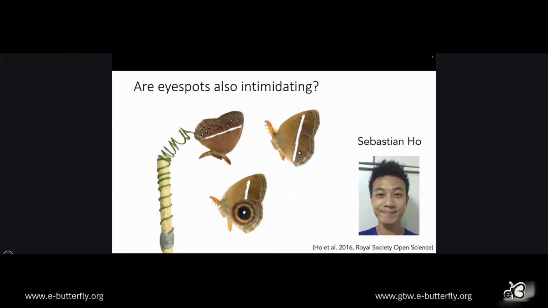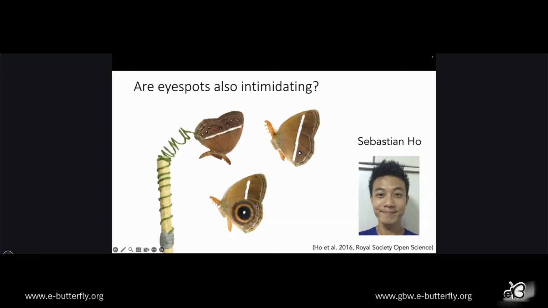Another student in Singapore, Sebastian, he tried out this other idea that had been around for a long time, whether eye spots, if they reach a certain size, like many moths have single eye spots in the centers of their wings, if they get to that size, could they prevent attacks altogether? So the predators would just not trust attacking such a big individual or object with such a large eye spot.